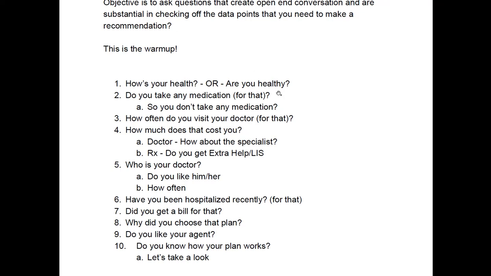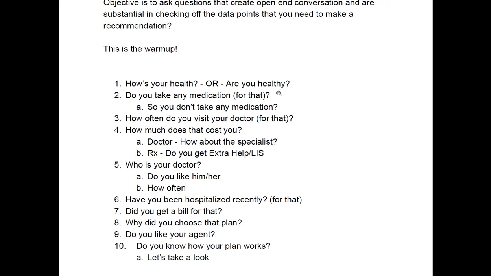And then you go into, well, if they mention a medical problem that they may have, then you can go into, do you take medication for that? How much do you pay for the medication? Do you get extra help for your medications? Are you aware of what extra help is? So if they don't get it, then you can talk about it.